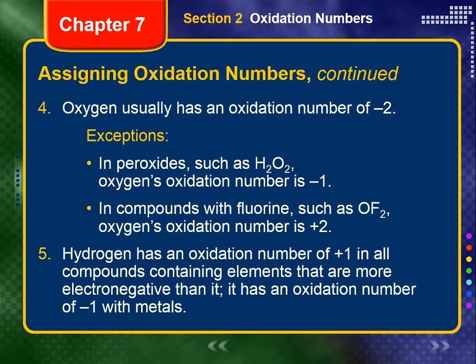Number 5. Hydrogen has an oxidation number of +1 in all of its compounds containing elements that are more electronegative than it. It has an oxidation number of -1 in all compounds with metals.